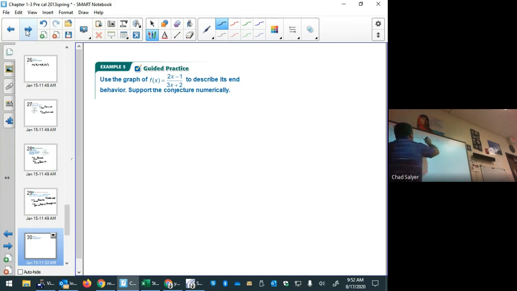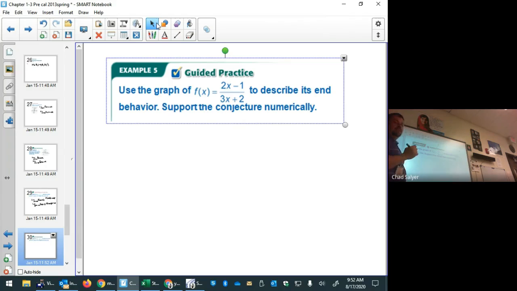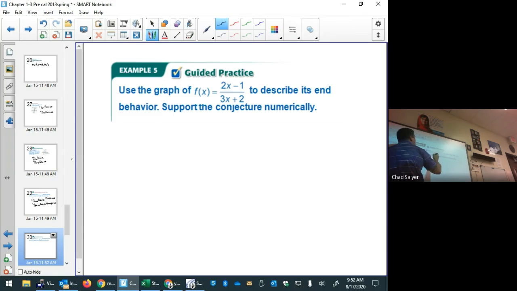Okay, so here's one for you. Take a second, pause the video, work this out, and then come back and we'll see how you did. Okay, so I have f of x equals 2x minus 1 over 3x plus 2. We want to describe its end behavior. This one will be a little more interesting than going to 0.